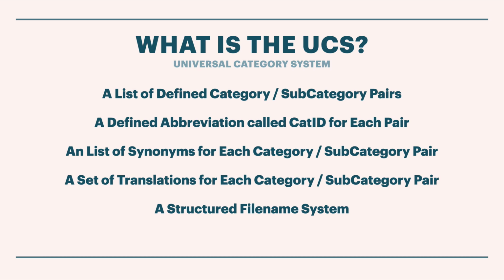So that's what the universal category system is, what it is trying to do. And in the next video, we'll have a quick tour of our Google Drive home. And then after that, we'll really start diving into the list.